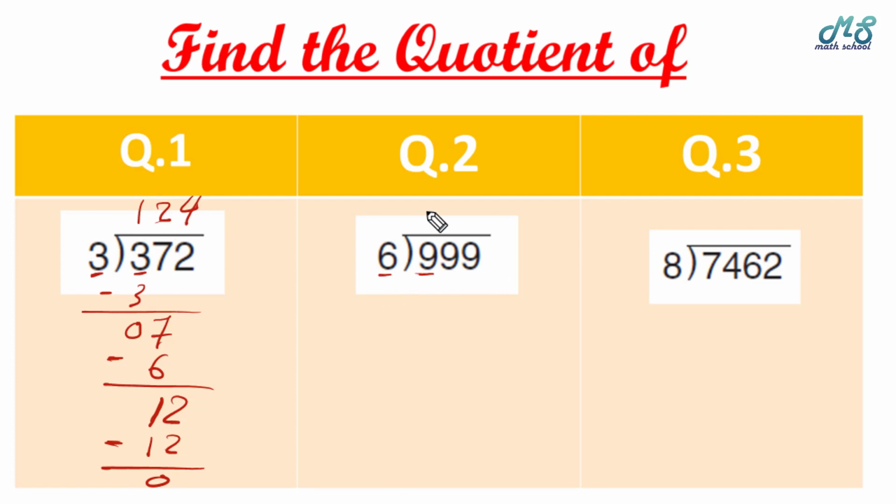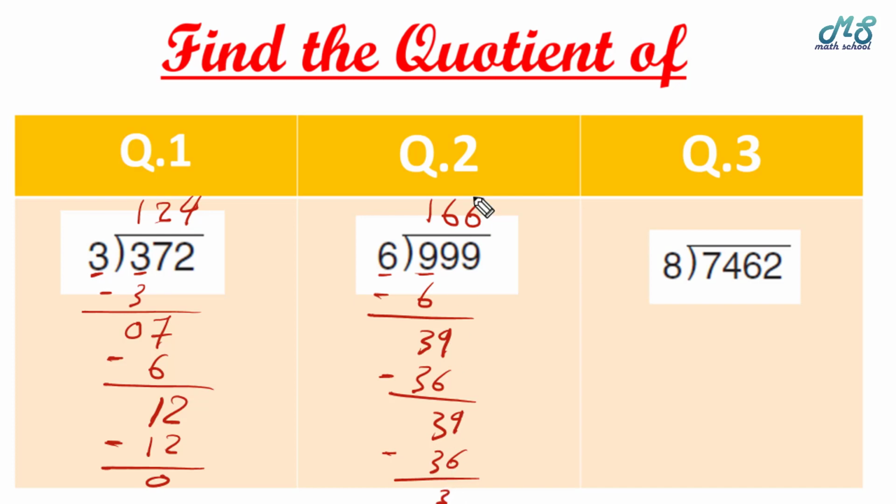Next, 9 divided by 6 equals 1. 1 times 6 equals 6. Draw a line, subtract, it will be 3. Bring down the next digit, which is 9. 39 divided by 6 equals 6. We studied before. 6 times 6 equals 36. Draw a line and subtract. The difference will be 3. Bring down the last digit, which is 9. 39 divided by 6, it will be the same, 6. 6 times 6 equals 36. Draw a line, subtract, it will be 3. Now, mister, the remainder is 3. Now the quotient is 166 with remainder 3.